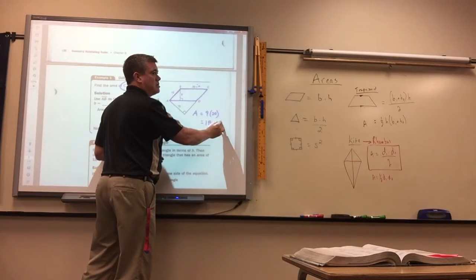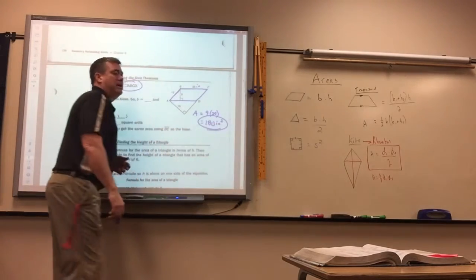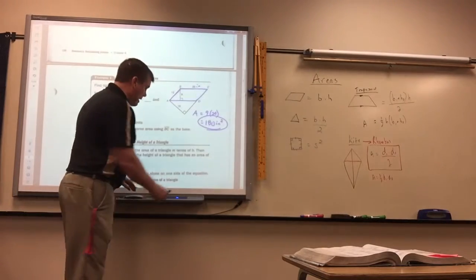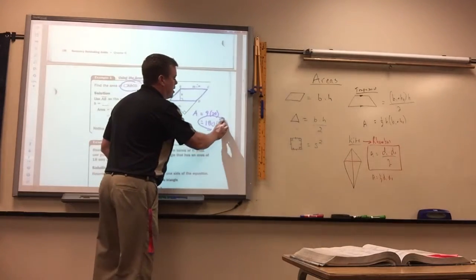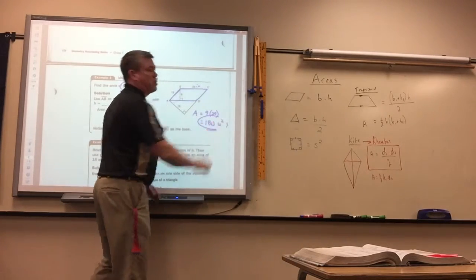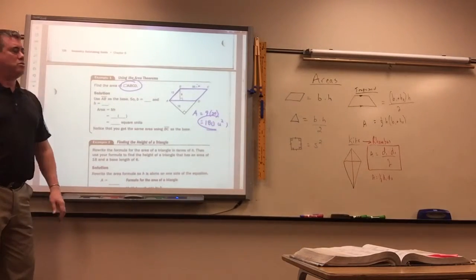Area is always squared. Inches squared. If it doesn't have a label like this, you don't have to label it. But if you want to get in the habit of always labeling it and there's nothing in there, just put U squared for unit squared.